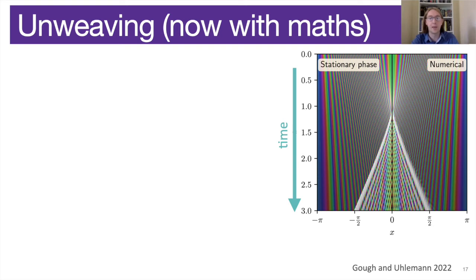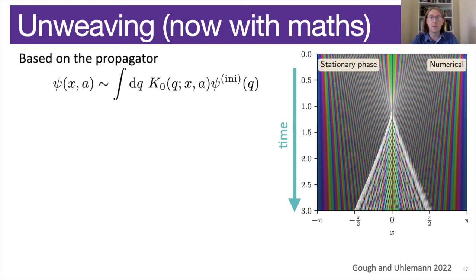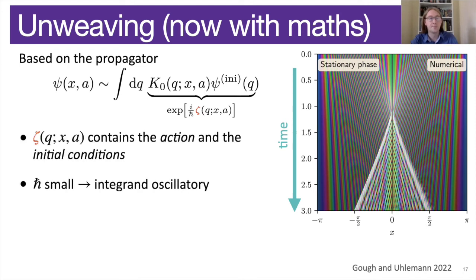So now let's talk about how we actually do this unweaving. This unweaving is based on a propagator formalism, where we write the final wave function at a position x at time a as an integral over the initial wave function. We can bundle all of the things in the integral together into a single exponential, which depends on a function zeta. This function zeta contains the action and the initial conditions of our wave function. The key thing to note is that the integrand is highly oscillatory because h bar is a small parameter. This means that the terms in the integral will mostly cancel out with each other.